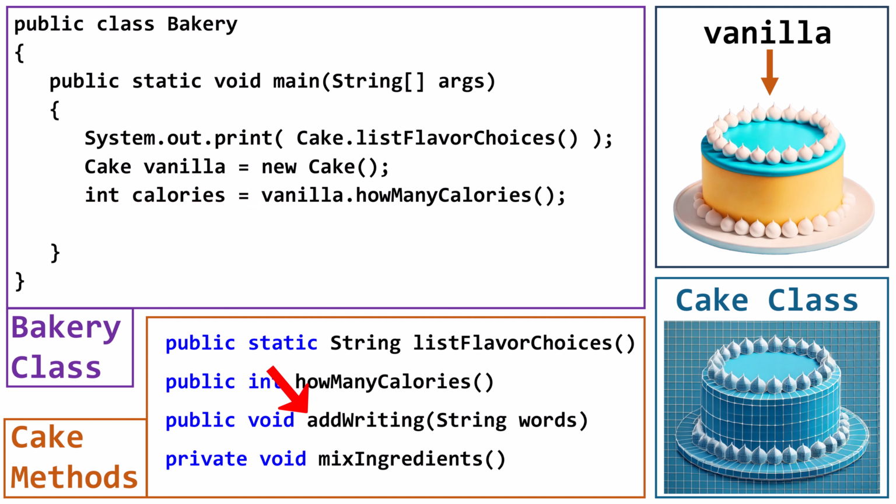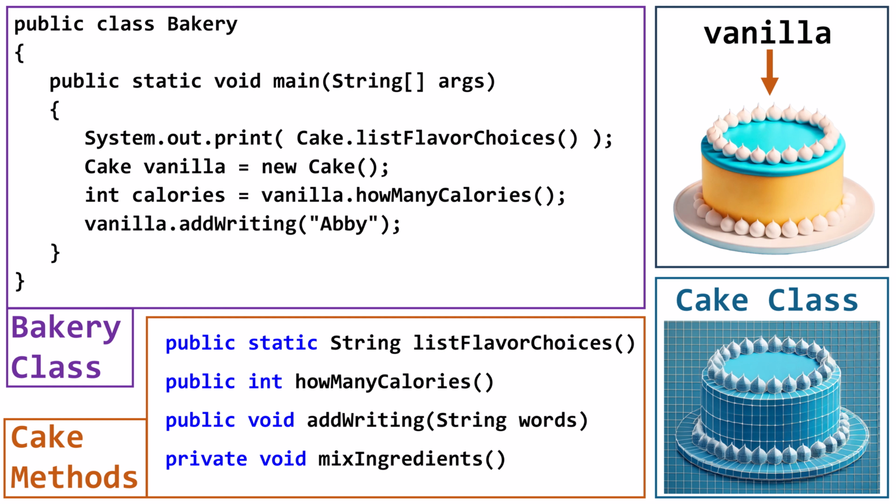Next, we want to call the addWriting method. It is a non-static method, so we must call the behavior from an object. It has a void return type, so no data is returned. The addWriting method has a string parameter. That means when we call addWriting, we need to pass a string argument. The argument we pass will populate the words parameter, affecting how the addWriting method behaves.